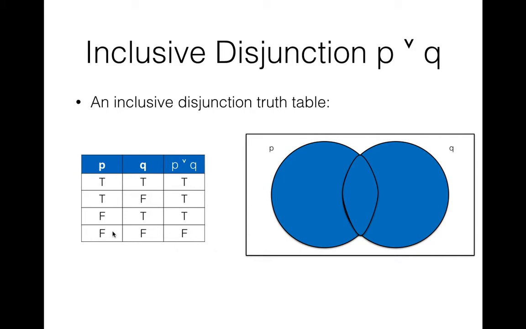But if both P and Q are false, then the inclusive disjunction between them must be false, because that would be the outside area here. We're saying that neither statement is true, and so you can't say P is true or Q is true, because neither of them are. So those are the inclusive disjunctions.